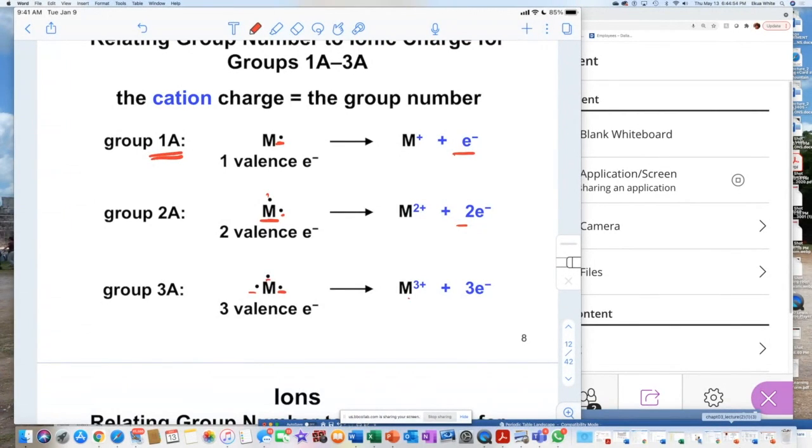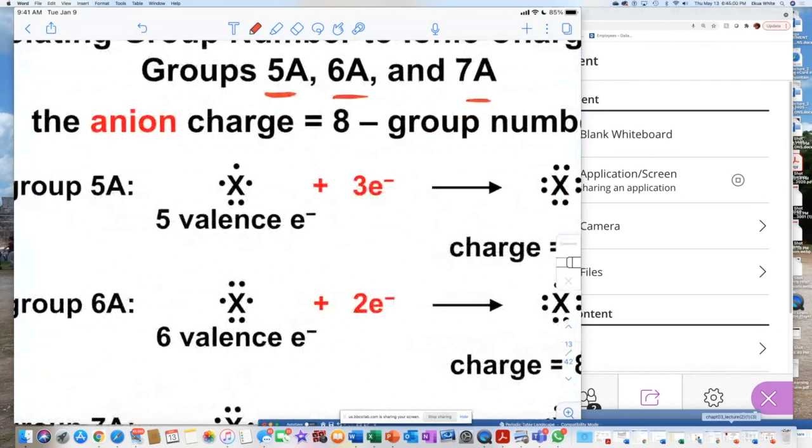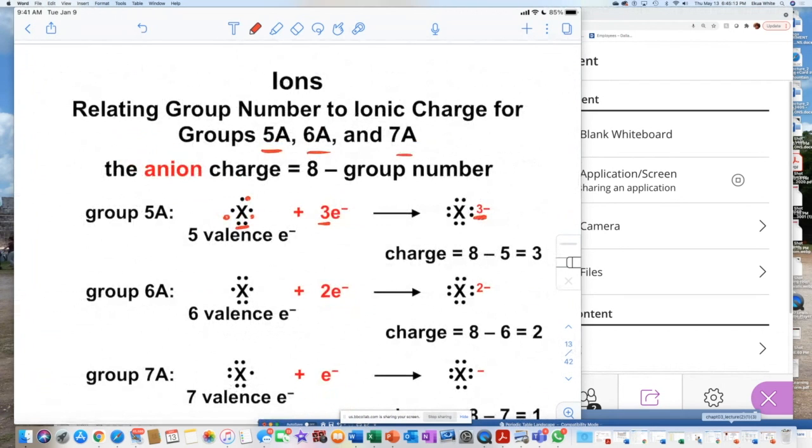Okay, so this is showing you how the electrons are lost. With the nonmetals, group 5, 6, 7, as it shows right here, they have how many? 5 electrons. So you just add electrons to the part that's unpaired. Add an electron here, here, and here. You added 3, so they end up with a charge of minus 3.